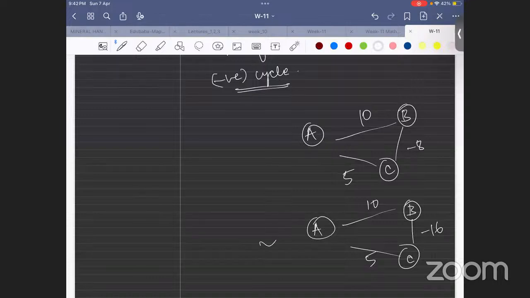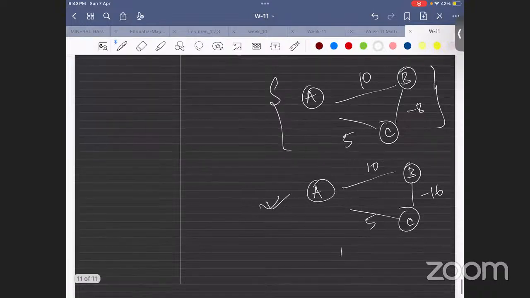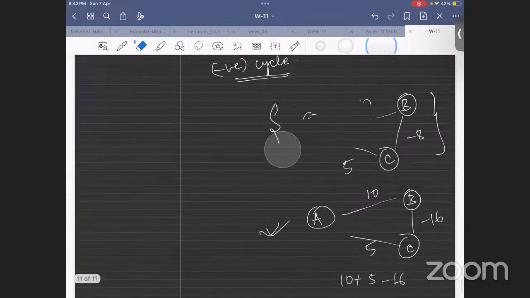The second one is a negative cycle, right? Yes, sir. See, this is having a negative weight. If you see the summation, it will not be a negative value, but here you will see that 10 plus 5 minus 16 is basically a negative value, right? So that's why you'll call it a negative cycle. That should not be occurring.